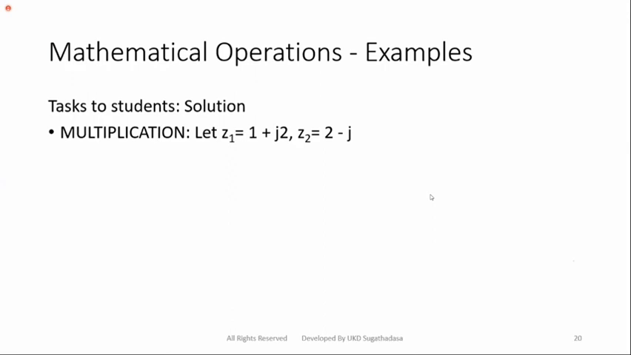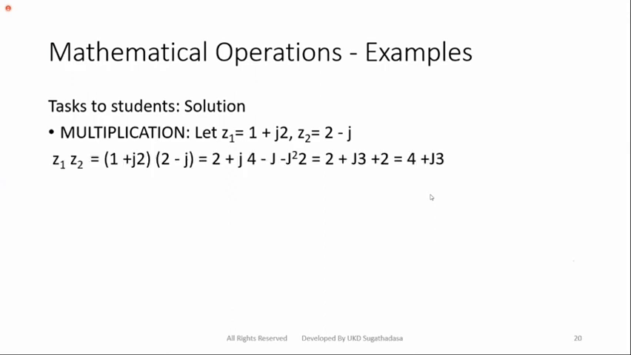The multiplication of the same two complex numbers. If you multiply, you get the 4 terms: 2, minus j, j4, minus j squared 2. Take your answers, right? Simplify: 2 minus j4 minus j plus j3. Remember again, j squared is minus 1, so minus j squared 2 is plus 2. Then 2 plus 2, 4. The final answer is 4 plus j3.